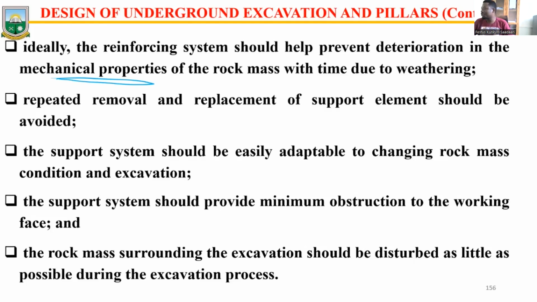And the support system should be easily adaptable to changing rock mass condition, because it is something more or less like an installed system within the space. It is bound to have some of these issues, and that is what Bray and then Hoek are trying to describe for us to avoid if we are going to adopt a passive kind of support. So 3, the support system should provide minimum obstruction.